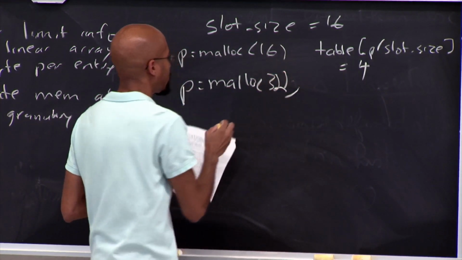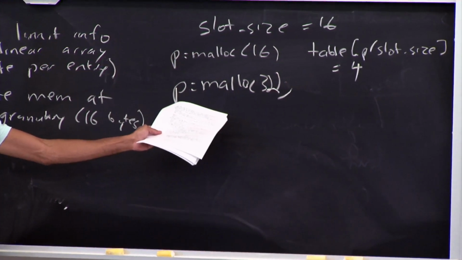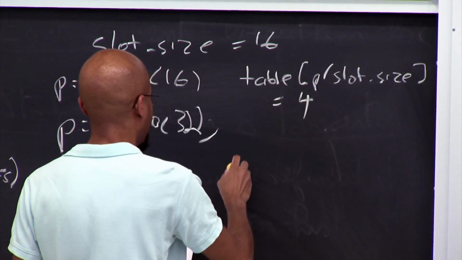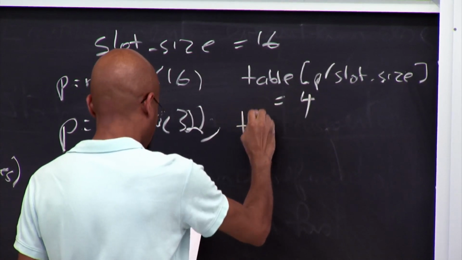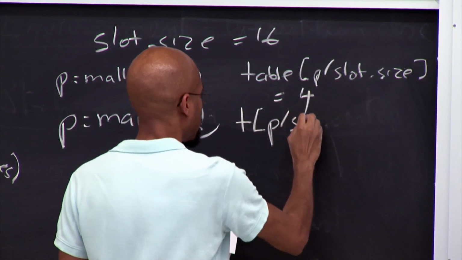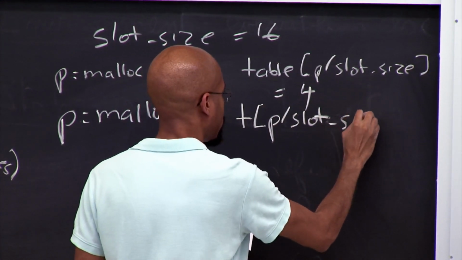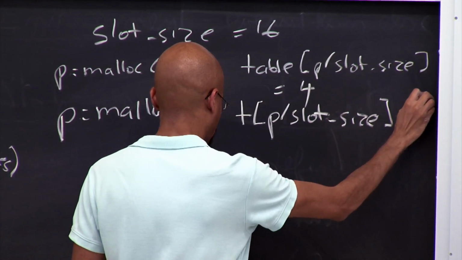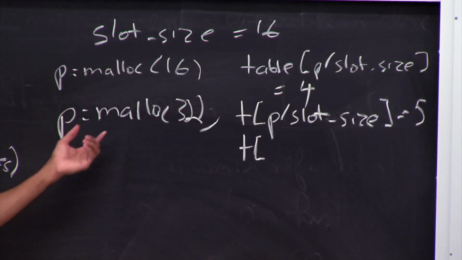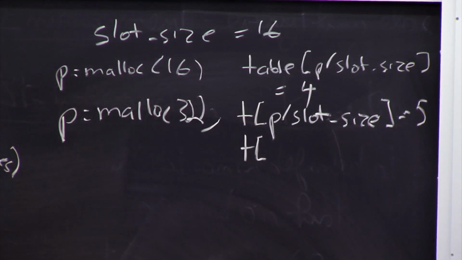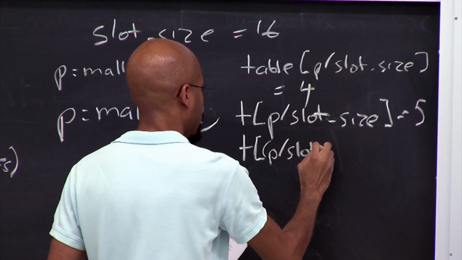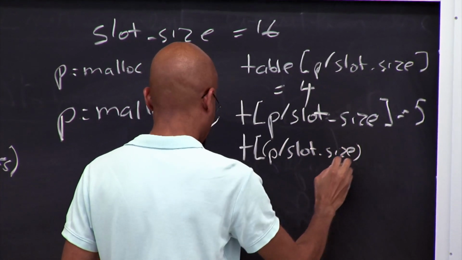Okay, now the tricky thing is, let's say that you had something like this. Let's say that you allocate 32 bytes. What is the bounds table going to look like there? Here we actually have to update the bounds table, I'm going to abbreviate it here as T for size reasons. We have to update the bounds table twice, once for the first slot of memory that this allocation takes up, and then a second time for the second slot that it takes up.